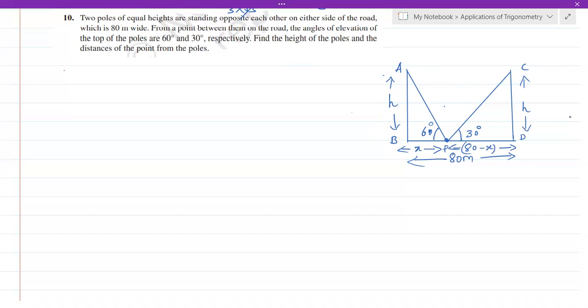So here AB and CD are the poles. Now again we have to search for the right angle triangle. Here this is 90 degrees and here this is 90 degrees. Again we have got two right angle triangles, one is ABP, another one is CDP. In both the right angle triangles, we are going to find AB and CD because AB and CD are equal, right? So in triangle ABP, let's find AB, and in triangle CDP, let's find CD. Let's equate them because both are equal according to the question. So we'll get the answer.